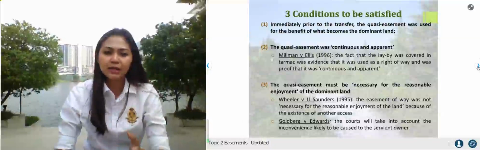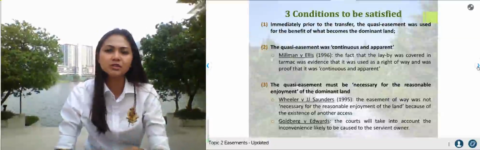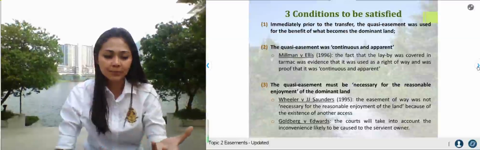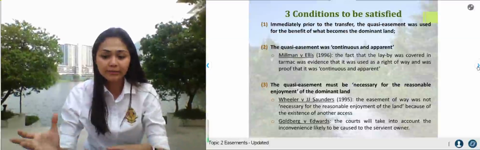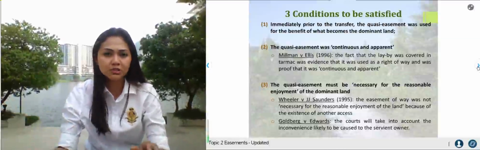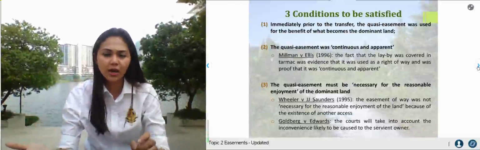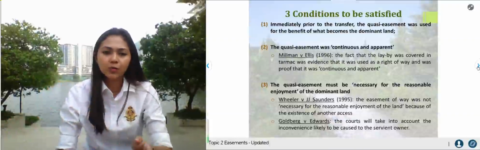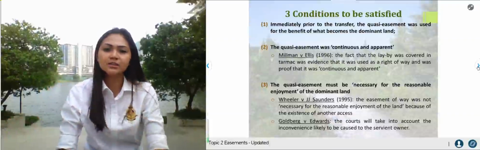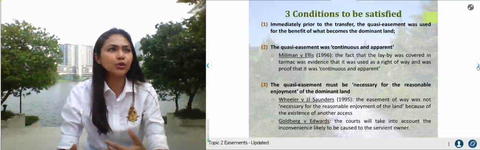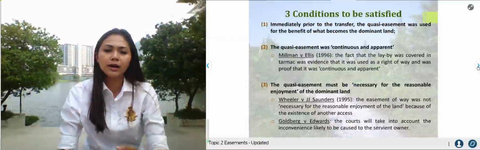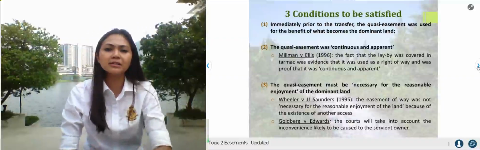The subsequent element that you need to prove is that the quasi-easement must be necessary for the reasonable enjoyment of the dominant land itself. So you must say that without the right of way, the particular land, the one that has been sold to the new purchaser, will be landlocked. So it is necessary for the enjoyment of the dominant land. In the case of Wheeler and J.J. Saunders, it says that the easement of way was not necessary if you can show proof of an alternative route. So the court will also take into account the inconvenience caused to the servient owner.